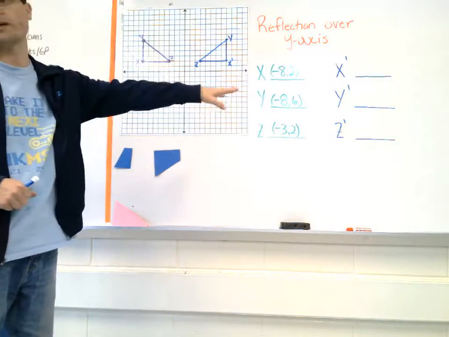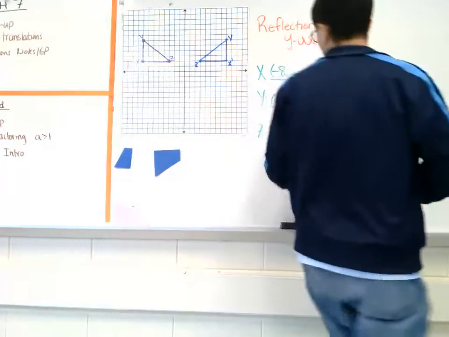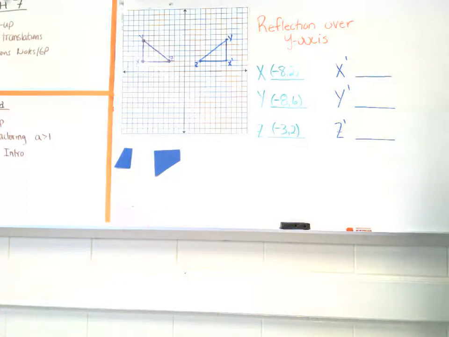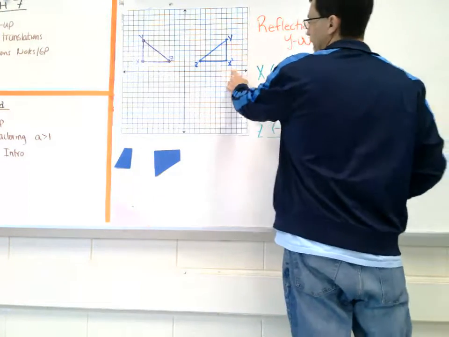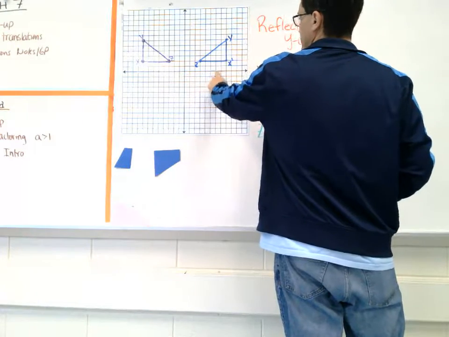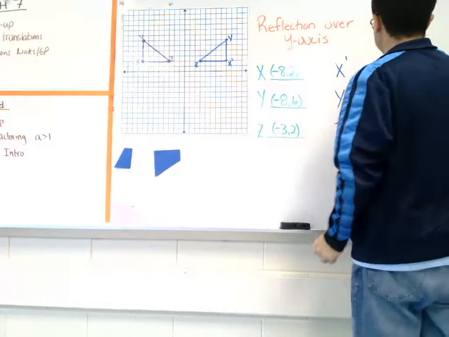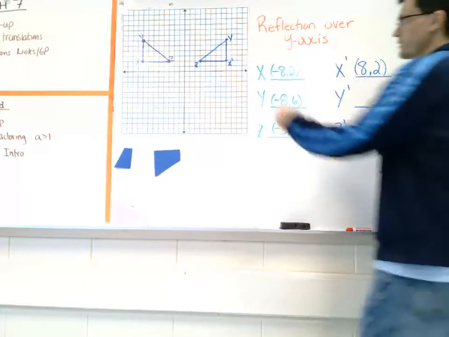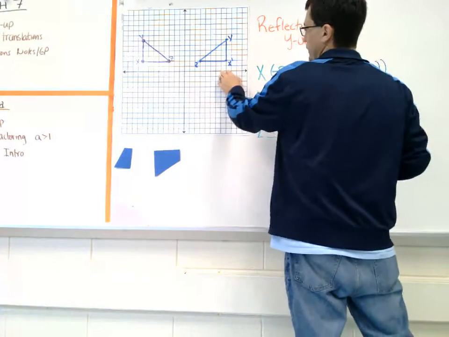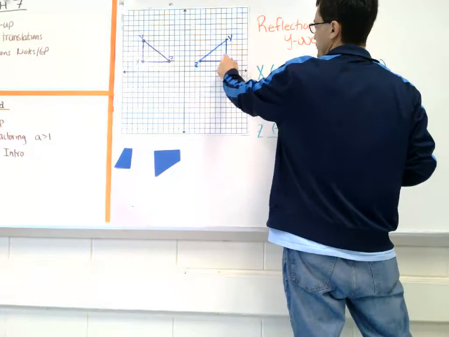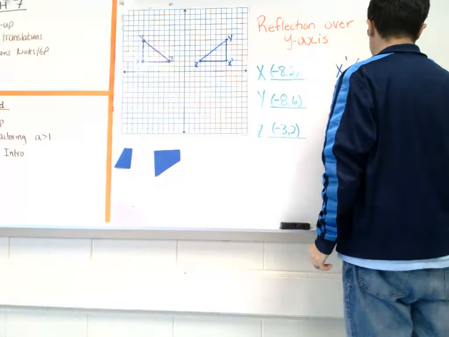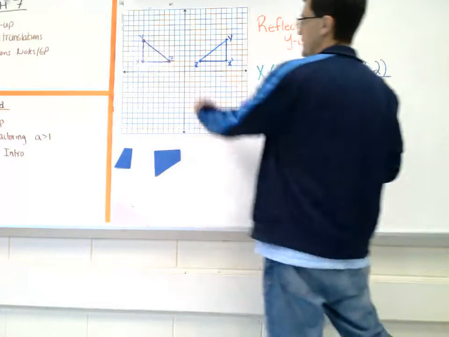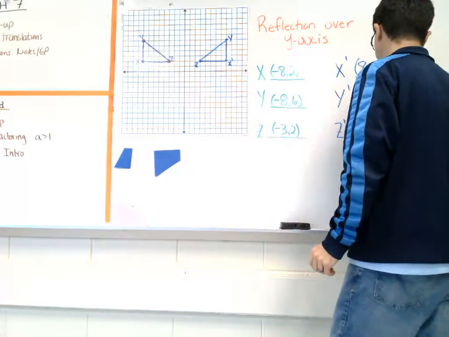Now, let's look at the points. So I wrote the original points down. So now we got to figure out, all right, what are the new points of it? So I'm just going to go back and look over here. When I look at the X, I know that I'm 1, 2, 3, 4, 5, 6, 7, 8 over, up 2. So my new coordinate is 8, 2. My next one for the Y, well, I'm going to come over 8, and then I'm going to go up 1, 2, 3, 4, 5, 6. And then for Z, same idea, over 3, up 2.